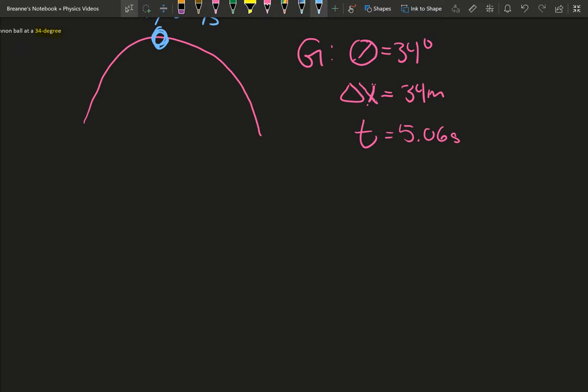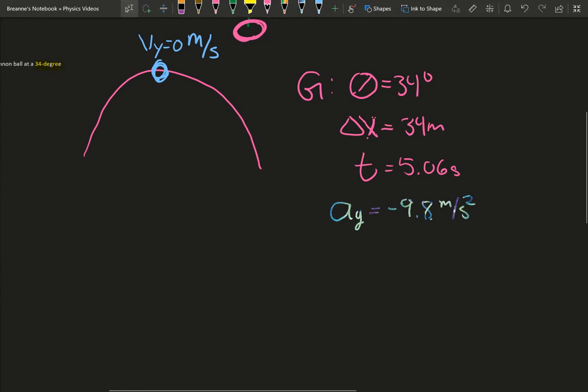And don't forget, we have some quote-unquote hidden givens, right? So we always know that our acceleration due to gravity is negative 9.8 meters per second squared. We also know, because we already wrote it down, that our Vy at the top is 0. And another thing we know, that our Viy equals our Vfy.